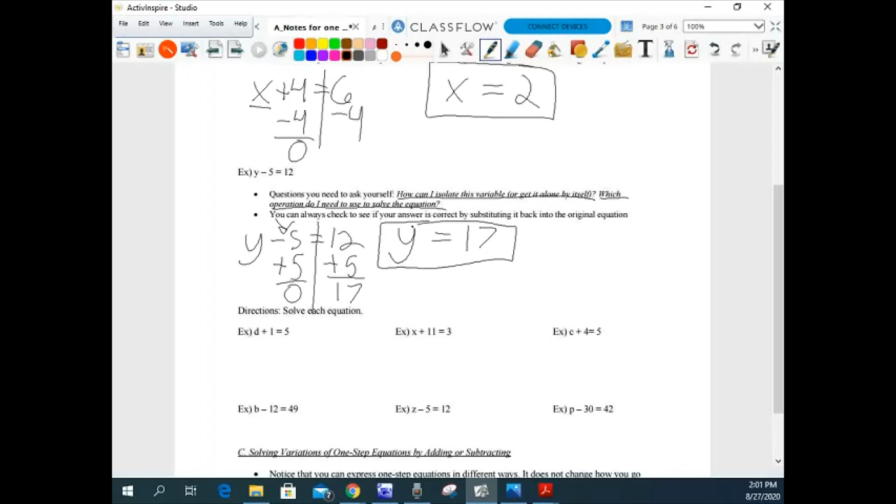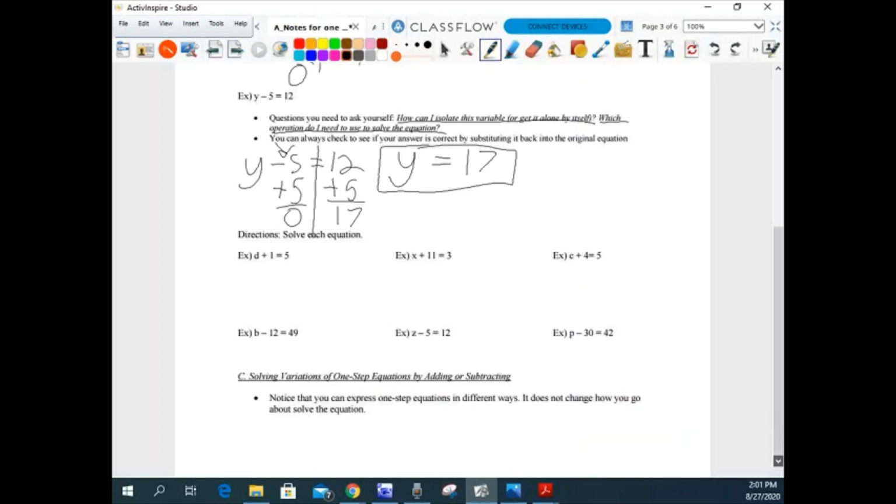Now here's some more examples down here. I'll work through the top half. I'll work through this one, and that one. And you guys will do the bottom portion. So, d plus 1 equals 5. I need to get d by itself. So I need to get rid of this positive 1. To get rid of positive 1, I subtract 1 from both sides of the equal sign. That will give me d by itself. 5 minus 1 equals 4.